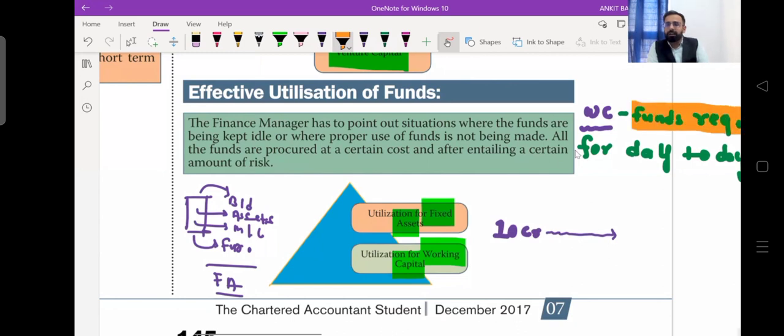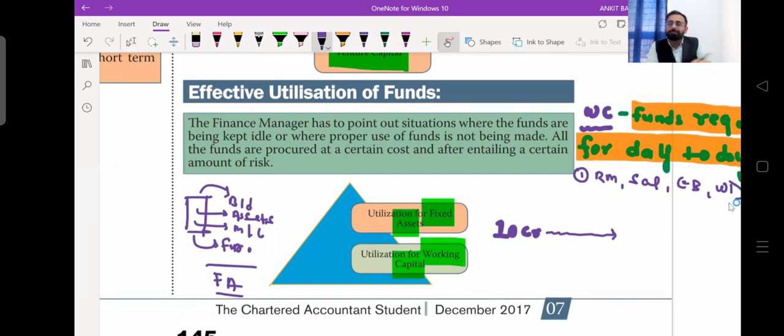Now, what is the meaning of funds required for the day-to-day running of business? Definitely, if you are running a business, apart from buildings, machinery, and furniture, you need other things to run your business. You need raw material, you need to pay salary, you need to pay the electricity bill and the water bill. There could be several expenses you will be incurring for the day-to-day running of your business. Every day you will be buying raw material. I know that we pay salary monthly, but your salary will accrue every day. Your electricity will accrue every day. So this is the meaning of working capital.